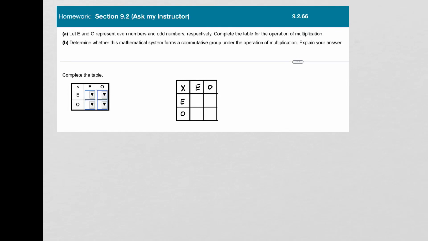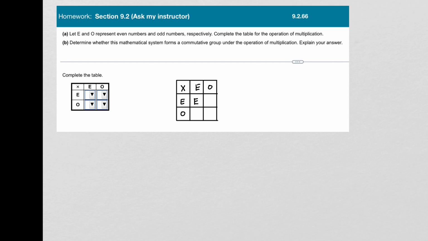In this problem, we're going to let E and O represent even numbers and odd numbers, and then we're going to complete a multiplication table. So if I multiply two even numbers, then the result itself is going to be an even number. So I look at the intersection of where we have the two even numbers, or two E's, and an even times an even gives me an even. And in fact, if I multiply an even number by anything, then I get an even number.